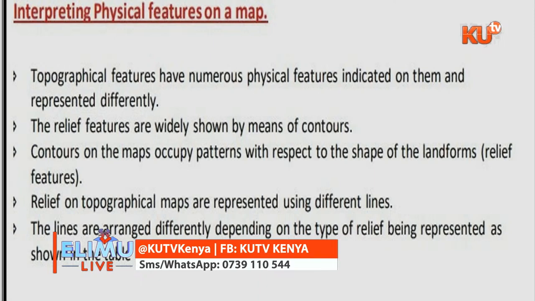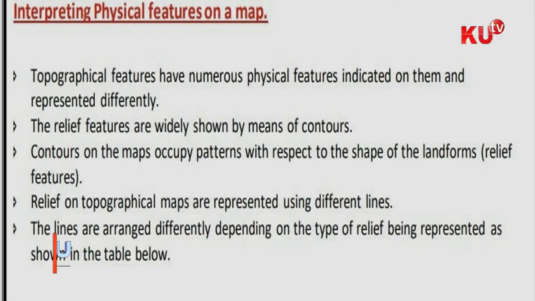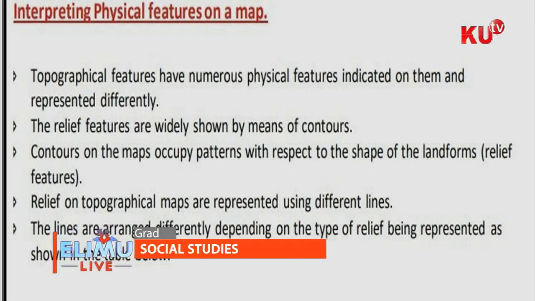The relief features are widely shown by means of contours. And what are contours? Contours on a map follow patterns in respect to the shape of the landforms. So, for us to represent physical features, we will use what we call contours. Contours are the ones we use to represent relief.